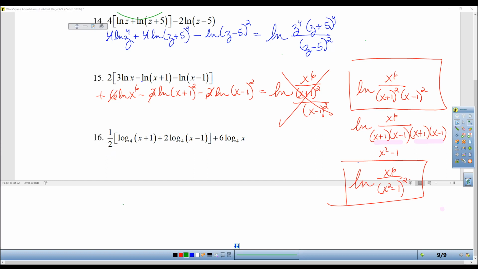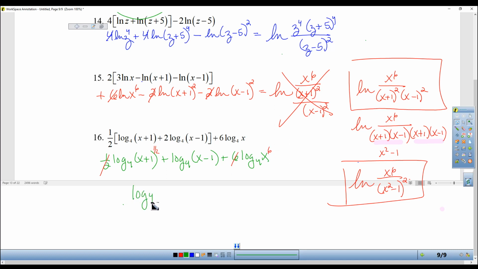Next one, I'm going to distribute my 1/2 first. You always want to get rid of those extra parentheses. They just cause trouble. 1/2 times 2 is 1, so that goes away. And then I have 6 log base 4 of x at the end. I'm going to move all my exponents. So this 1/2 I'm going to put there, and this 6 I'm going to put there.